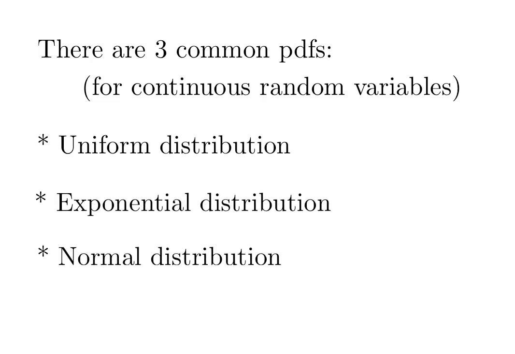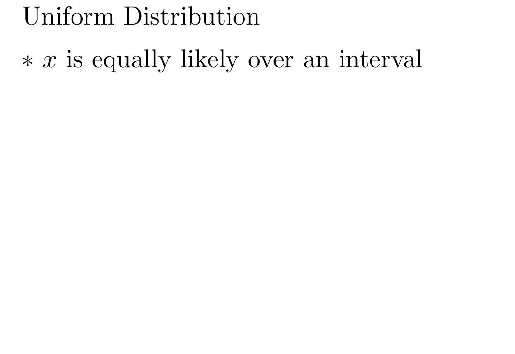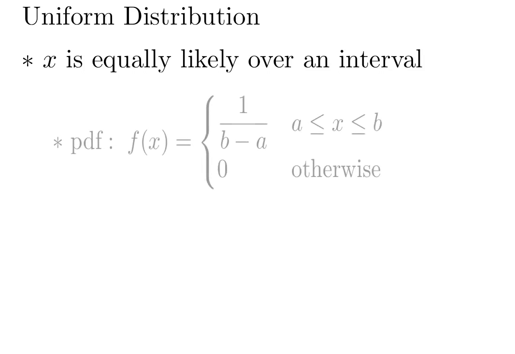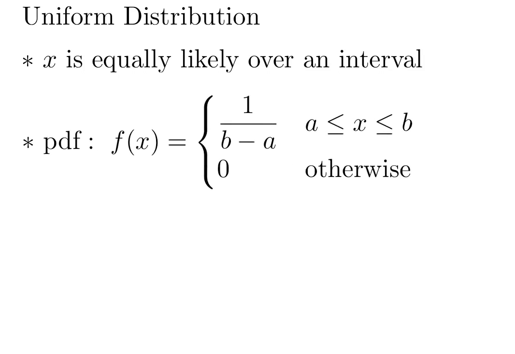normal distribution. For the uniform distribution, x, the continuous random variable, is equally likely to occur over an interval, and the PDF has the form f of x equal to 1 over b minus a for x between a and b, and 0 otherwise. The graph for the PDF has this shape.